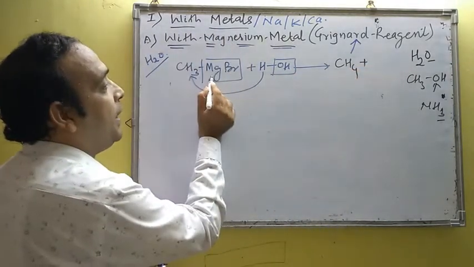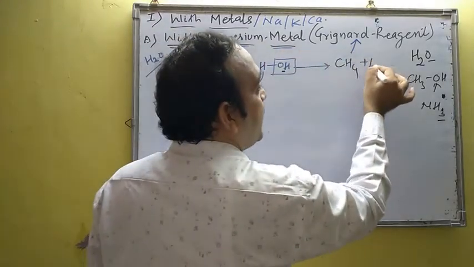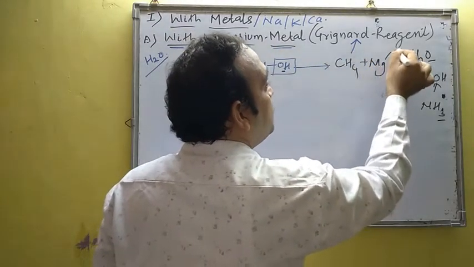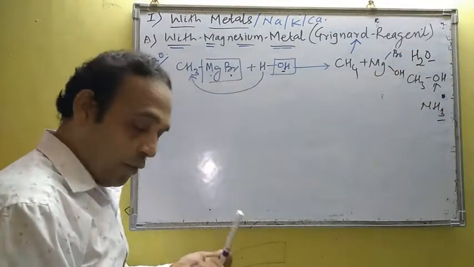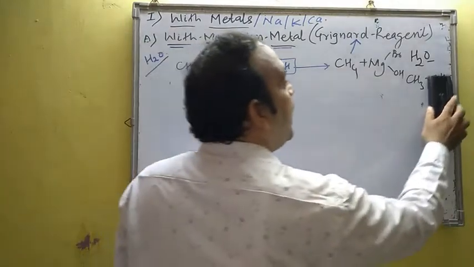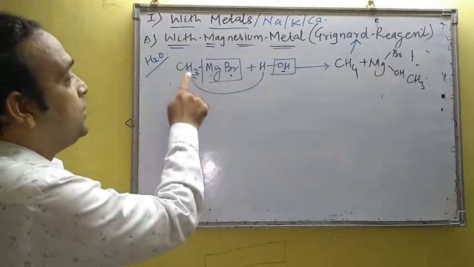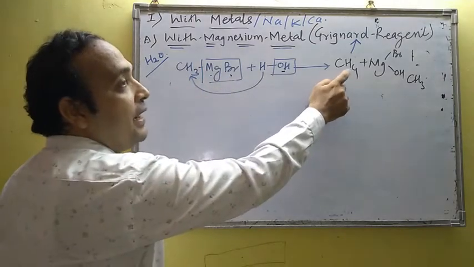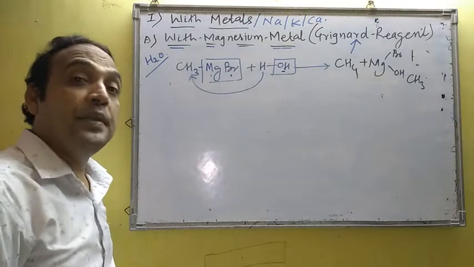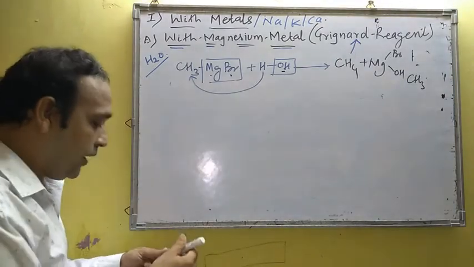what is my remaining part? MgBrOH. So it combined to form MgBrOH, and in this way the Grignard reagent, that is your CH3MgBr, converts into an alkane, and that alkane is your methane. Now instead of water, suppose alcohol is given to you.